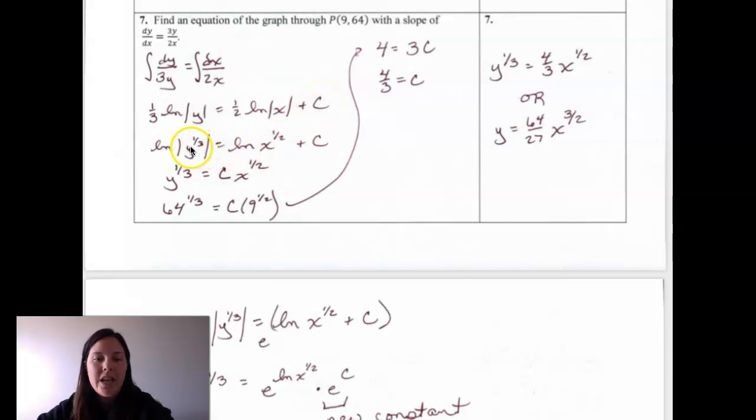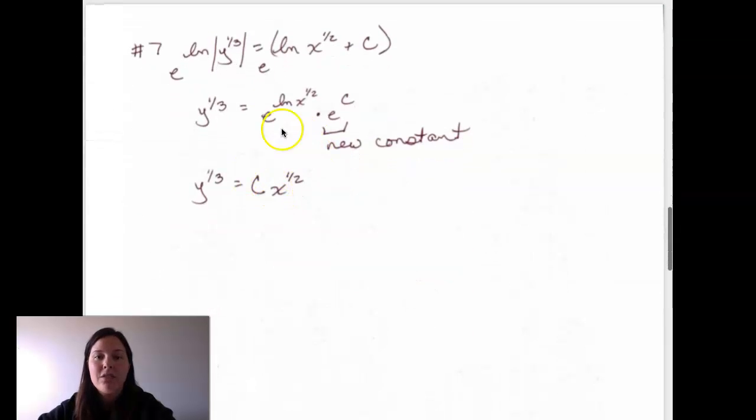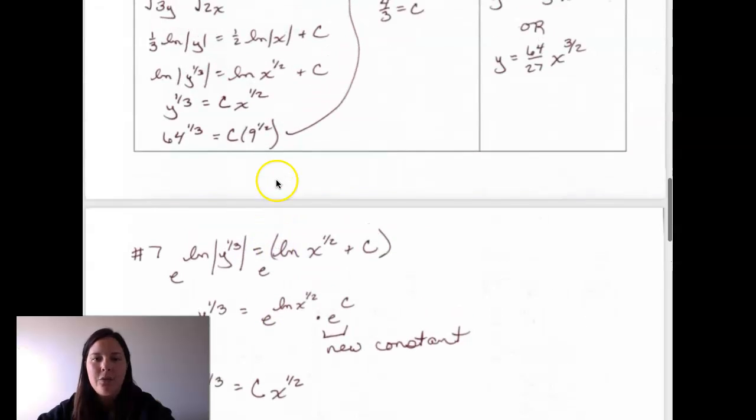But before I do that, I am using that property where if I take e to both sides, it gives me a constant multiple. So I did show my work here if you needed a reminder of where that came from. So when I took e to both sides, as a reminder, this is that property of exponentials. If you have e to a power plus a power, it came from a power times a power. E to the c is just some sort of new constant that we are multiplying by our x to the 1/2 once the e and the natural log cancel. So that's where I got this y to the 1/3 equals c times x to the 1/2 from.